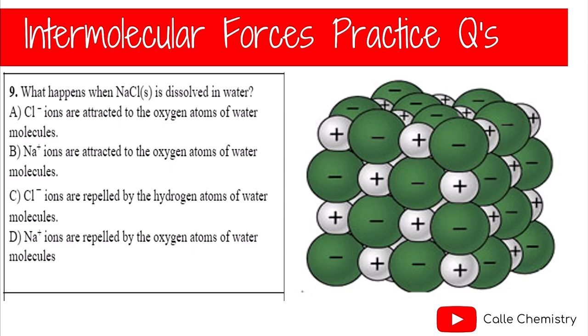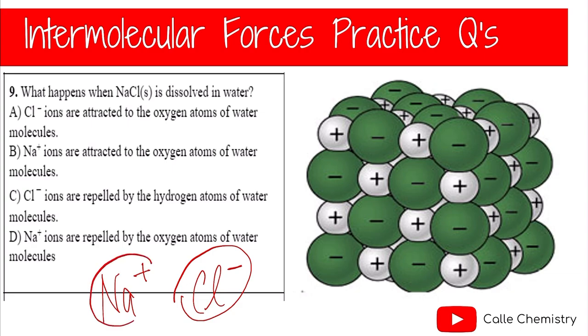Number 9, what happens when NaCl, solid, is dissolved in water? So here we have a picture of Na and Cl. Na we know is the cation and Cl is the anion. The green circles with a negative inside of them represent chlorine, and the gray with a plus sign inside represents sodium.